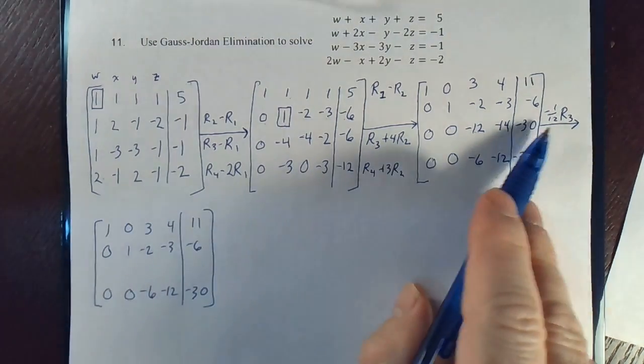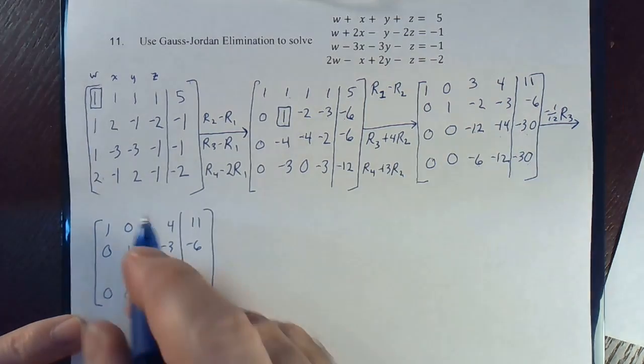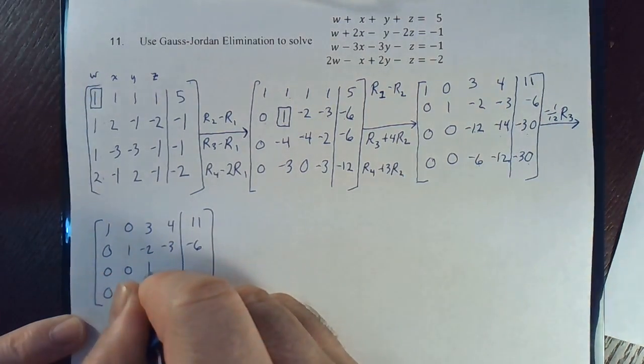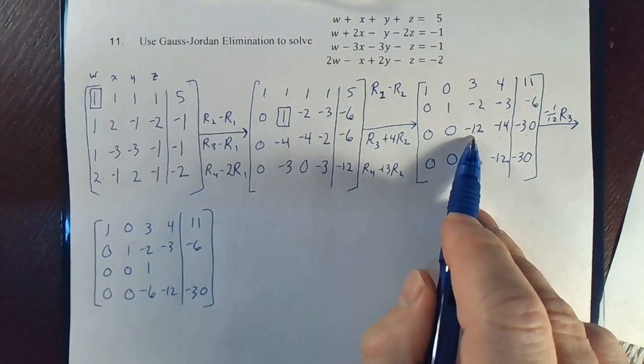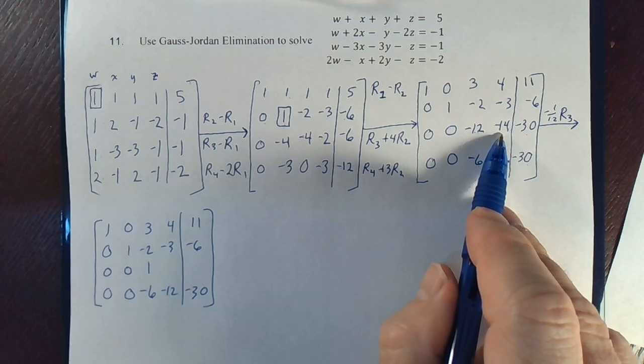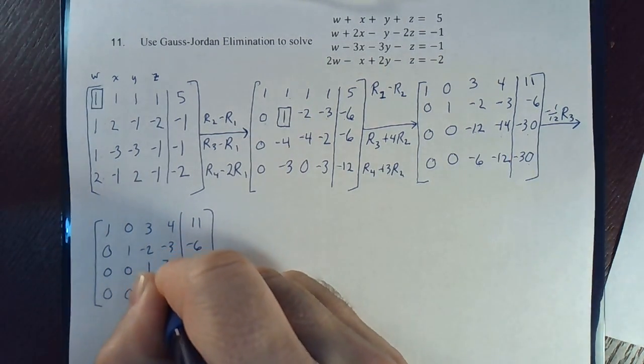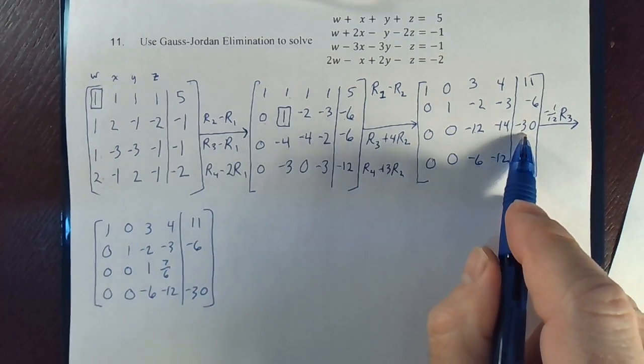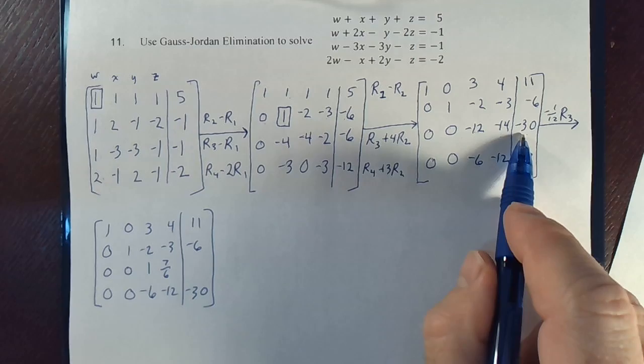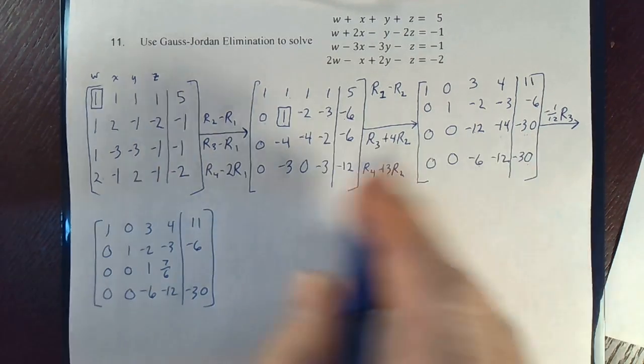And then finally, I'm going to divide all this by negative 12. So 0, 0, 1, right? Because negative 12 divided by negative 12. What's negative 14 divided by negative 12? It's positive. 14 over 12 is really 7 over 6 if you reduce it. And negative 30 divided by negative 12 would be a positive number, 30 over 12. We could divide them both by 6 and get 5 over 2.